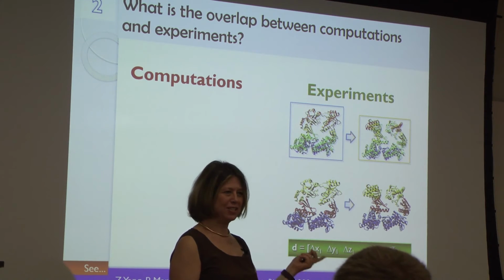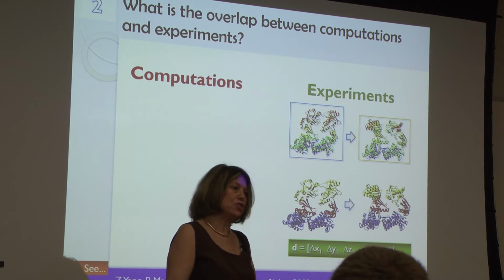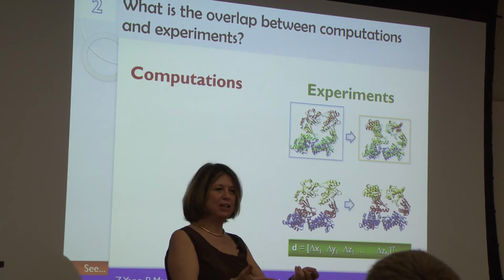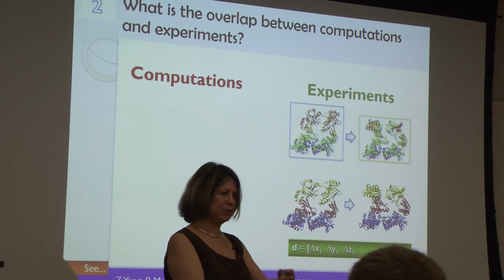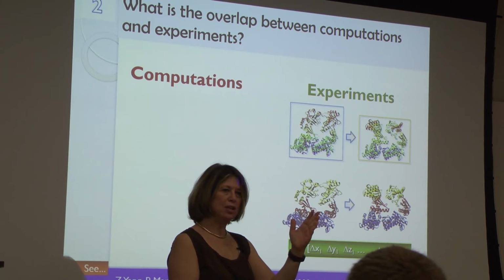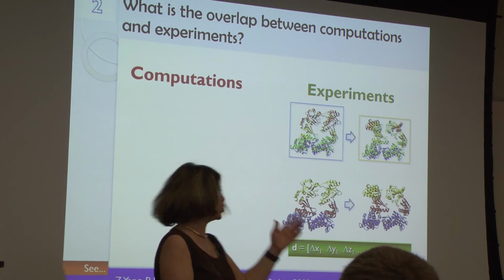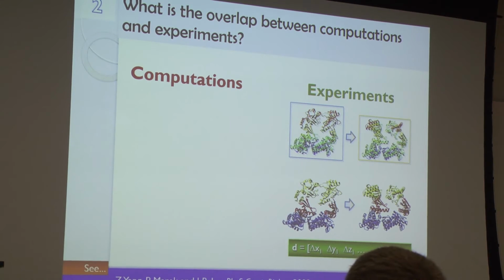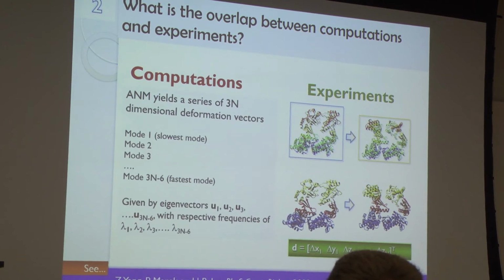I want to compare this 3-dimensional vector with my predictions, of course. Each eigenvector was a 3-dimensional displacement. I want to compare with each eigenvector, each mode of motion, and try to see whether any mode shows a high overlap with that. Okay, that's what we've done.